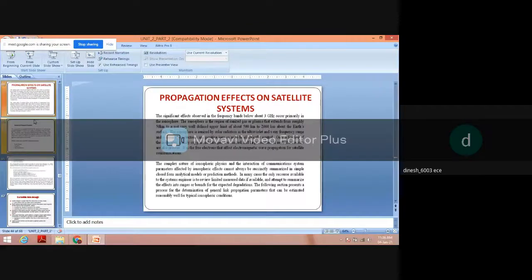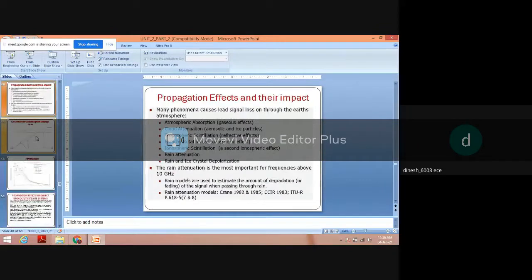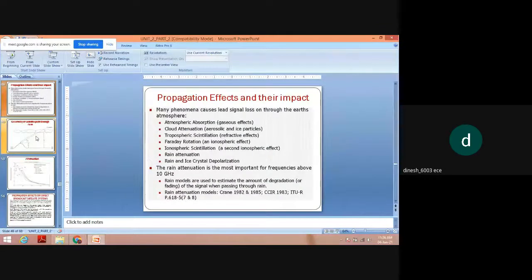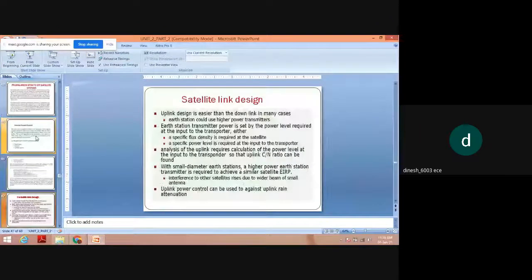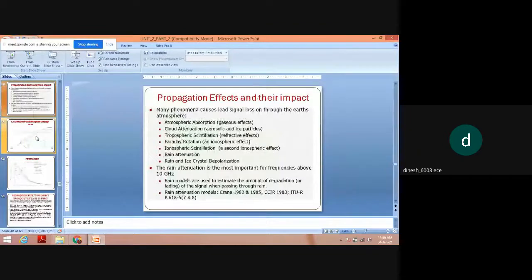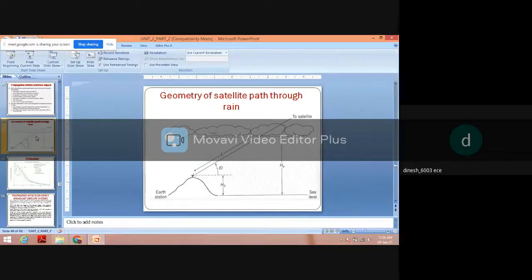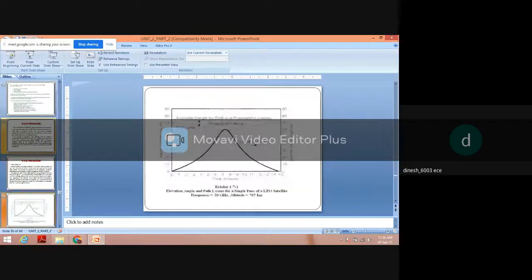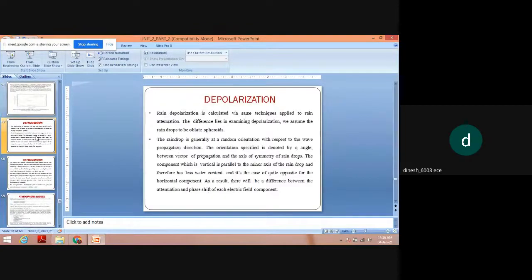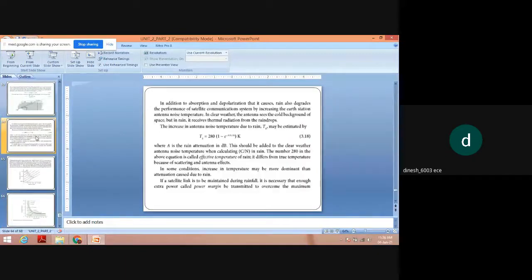Next topic we have is the propagation effects on the satellite system. We have the satellite link design, the propagation effects and their effects: atmospheric absorption, cloud attenuation, the geometry of the satellite path for rain attenuation, depolarization and the atmospheric losses. We'll discuss this in the next class.